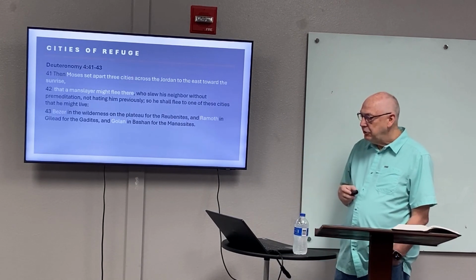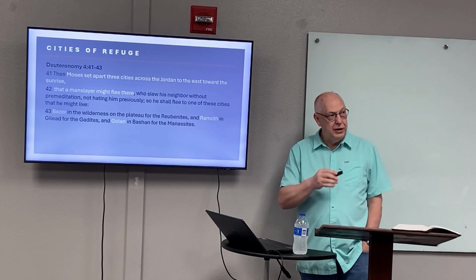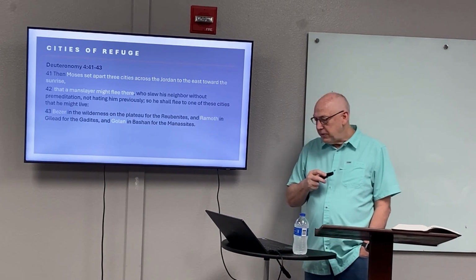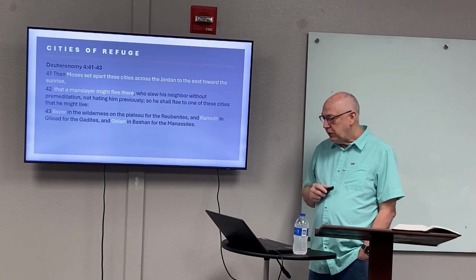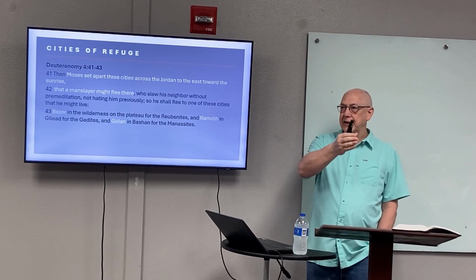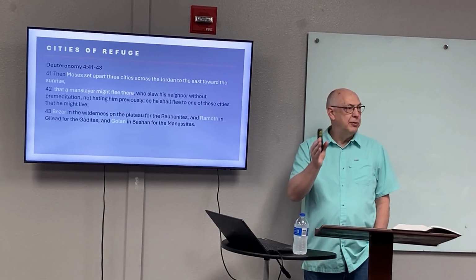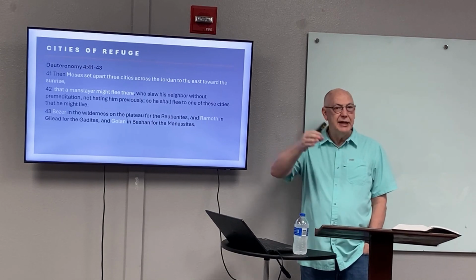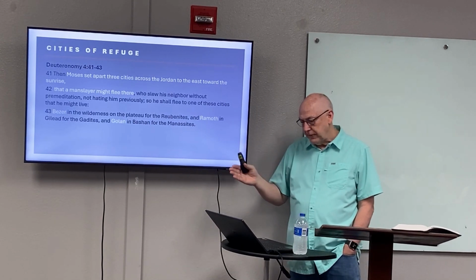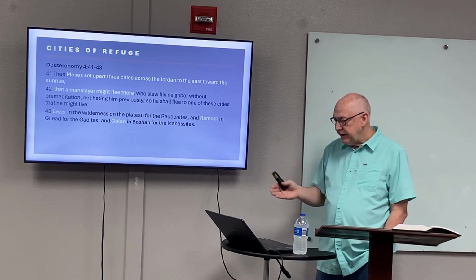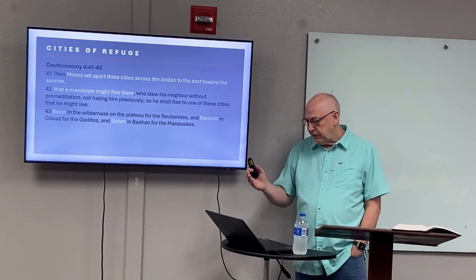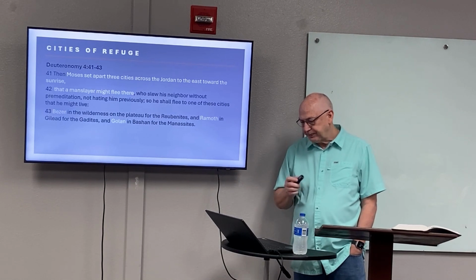Okay. So Deuteronomy chapter 4, we're getting closer to our text. "Then Moses set apart 3 cities across the Jordan to the east toward the sunrise." So before they crossed into the promised land, Moses went ahead and set aside 3 cities on the east side of the Jordan, that a manslayer may flee there. Those cities are Bezer, Ramoth, and Golan.